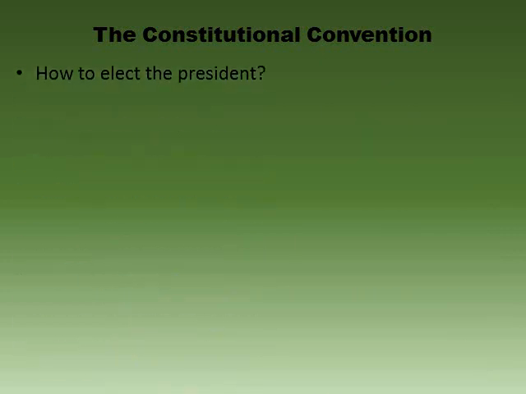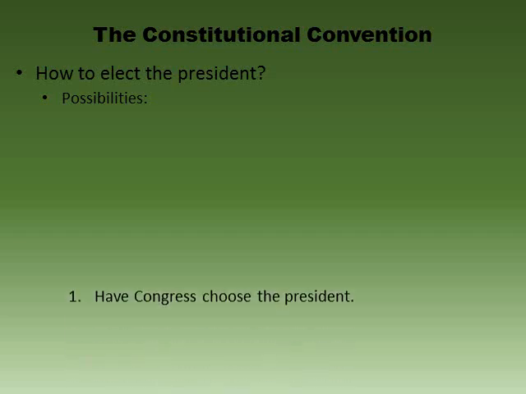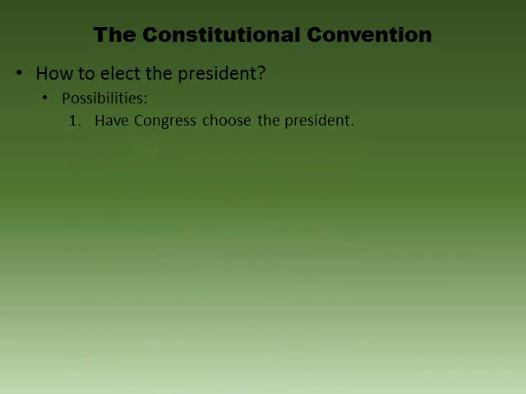There was another thorny problem that the Constitutional Convention had to deal with, and that was how to elect the president. They really hadn't had a powerful chief executive under the Articles. Everything was done through Congress. So this was kind of a new job, and they had to figure out, how do we choose this person? There were several possibilities that were kind of obvious. One is they could have Congress choose the president. That was kind of like what happened in the Articles.